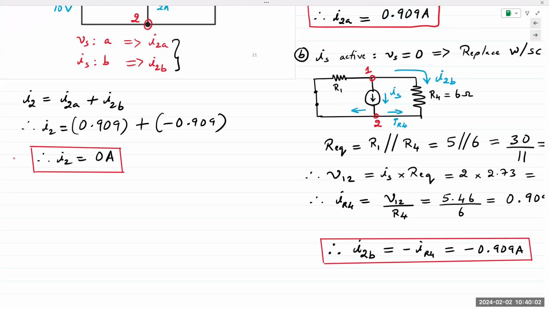There is actually no current flowing through R2 and R3, just because the current source is pointing down. If it was pointing up, the magnitude would still remain the same, but it would be plus 0.909. Then it would simply be 0.909 plus 0.909 instead of it being 0. So always be careful when you're redrawing the circuit. Take your time, because if you set up the problem correctly at the beginning, then chances of error are reduced a lot. Okay, any questions?